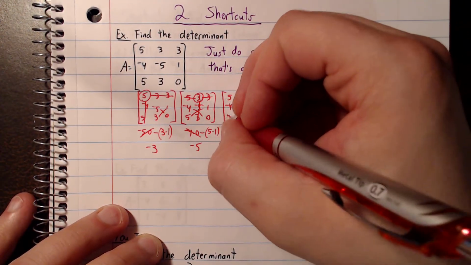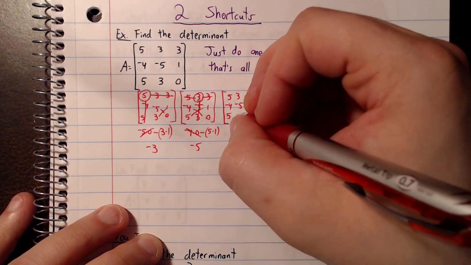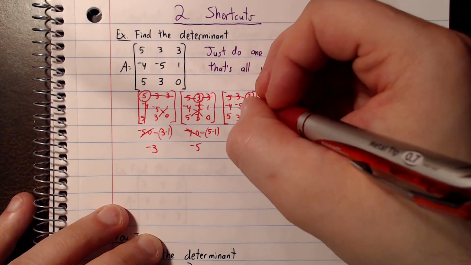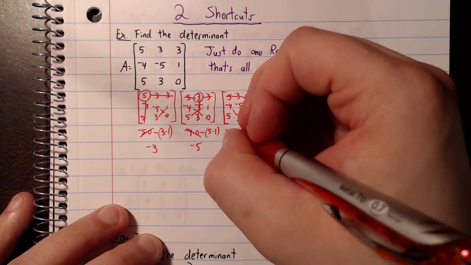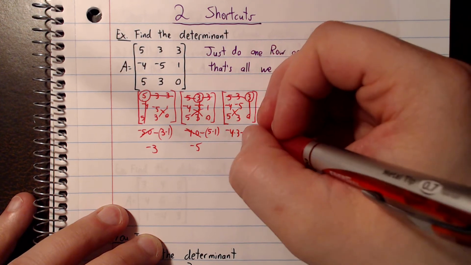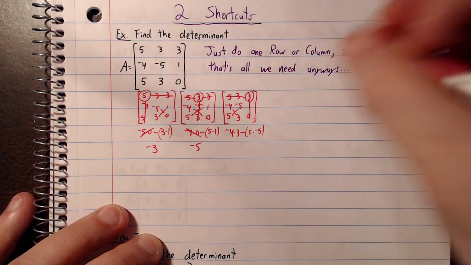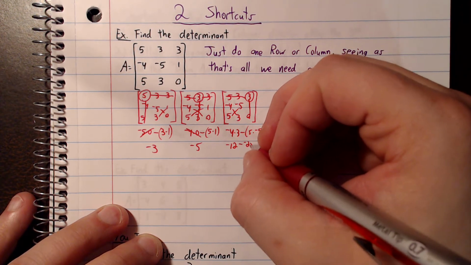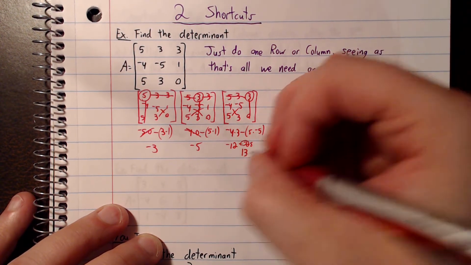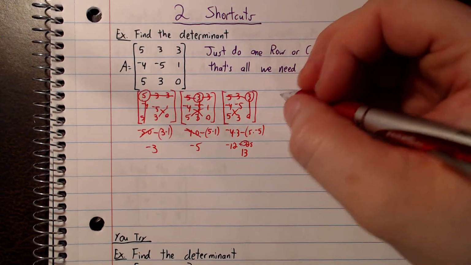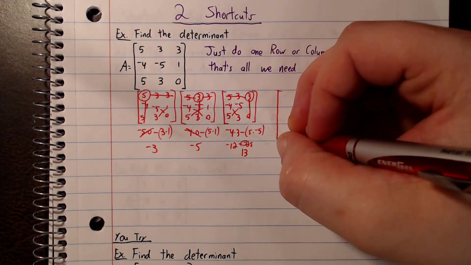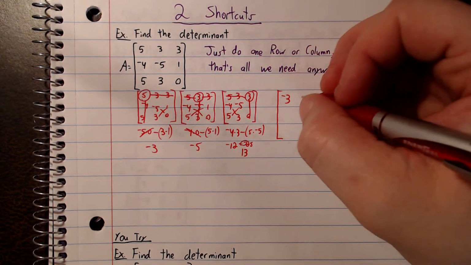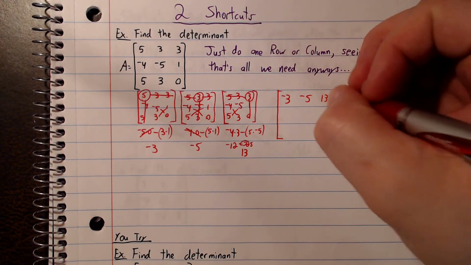I'm going to do the final one now. 5, -4, 5. -4 times 3 minus 5 times negative 5, so that's negative 12, minus negative 25, so that's plus, so that's going to be positive 13. So here's the deal, right? We get negative 3, negative 5, and 13.